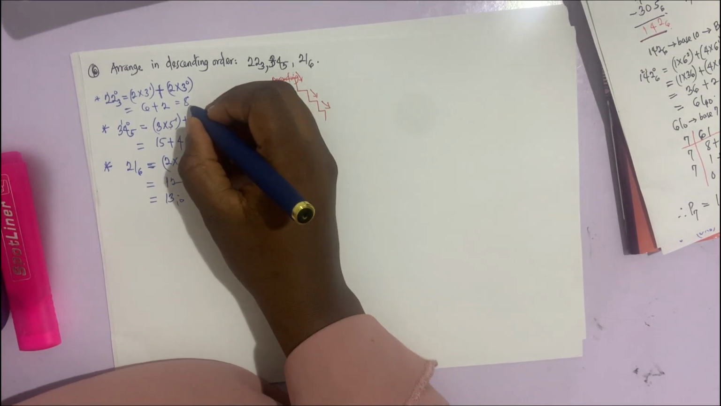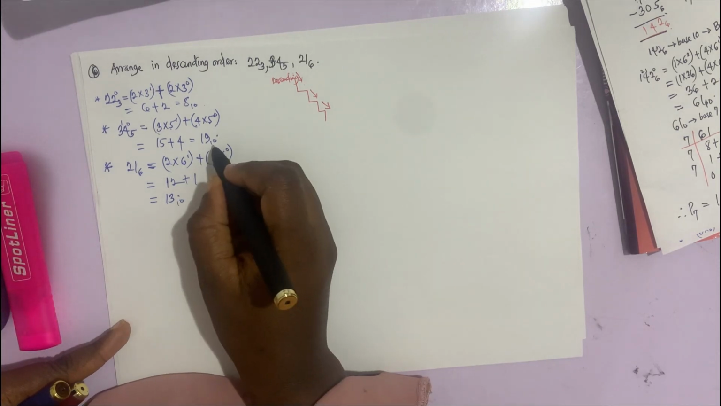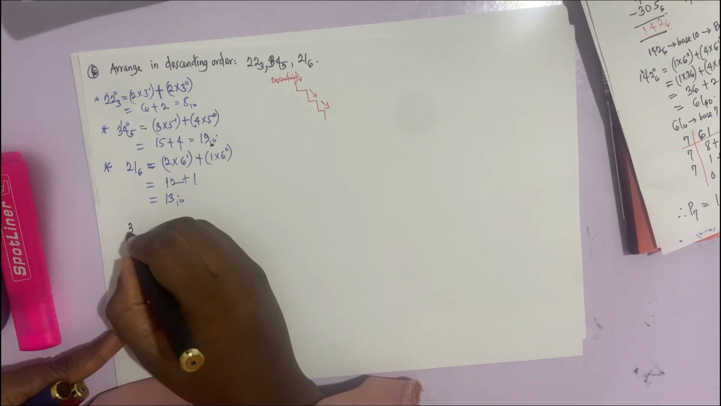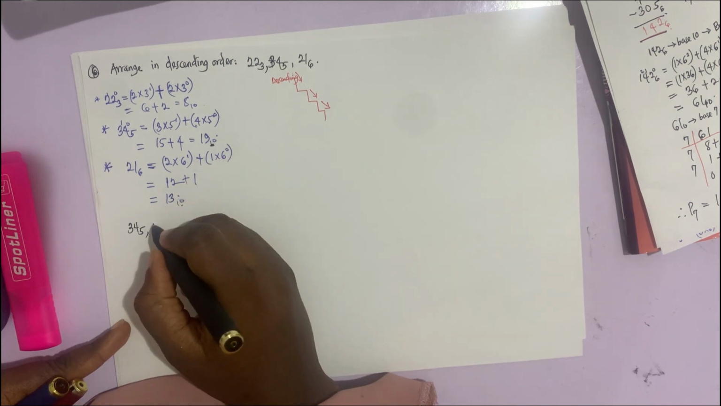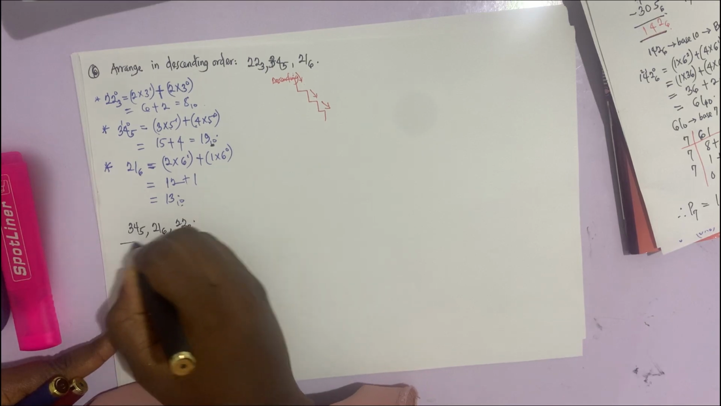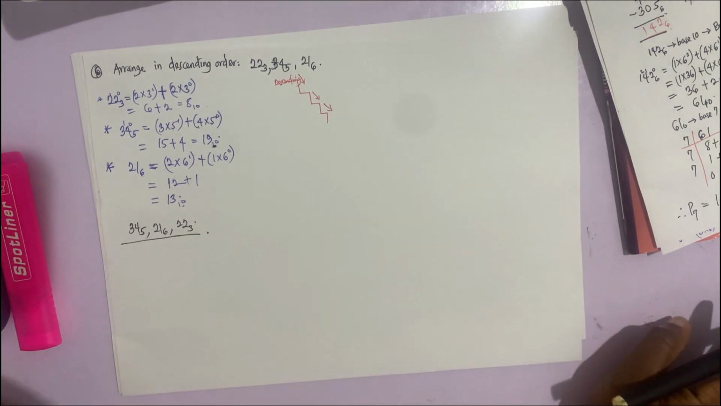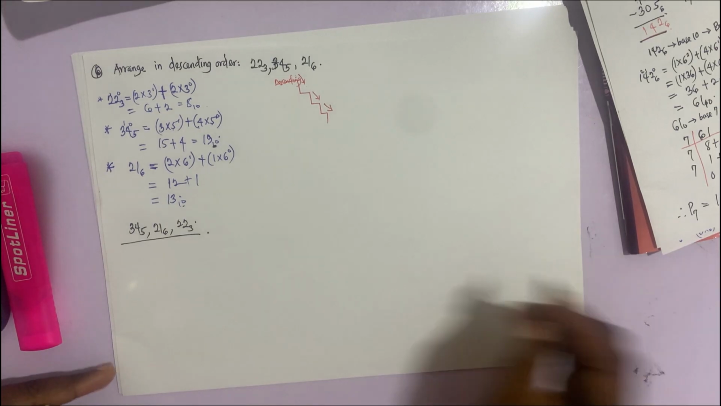is 19. In ascending order, that is highest to lowest, 19 base 10, which is 34 base 5, is the highest, followed by 21 base 6, followed by 22 base 3. That's our findings. So let's take one more example.